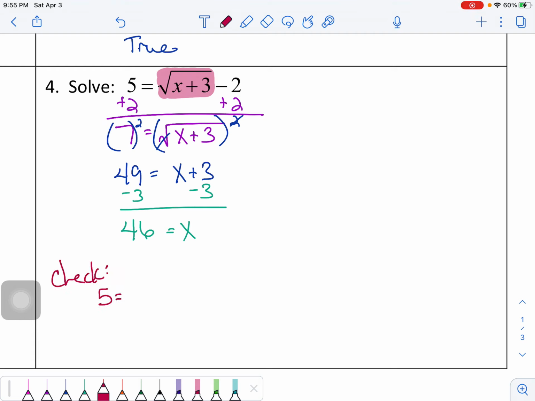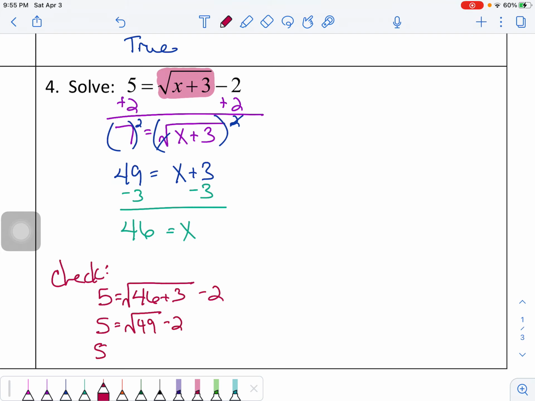Okay? So back in the original problem, I'm just replacing x with what I believe it to be, which is 46. So I'm going to simplify up this right side here. So 46 plus 3 is 49. Square root of 49 is 7 minus 2. Yes, I'm going to get 5 is equal to 5, so that's true. So that does tell me that 46 is my final answer.